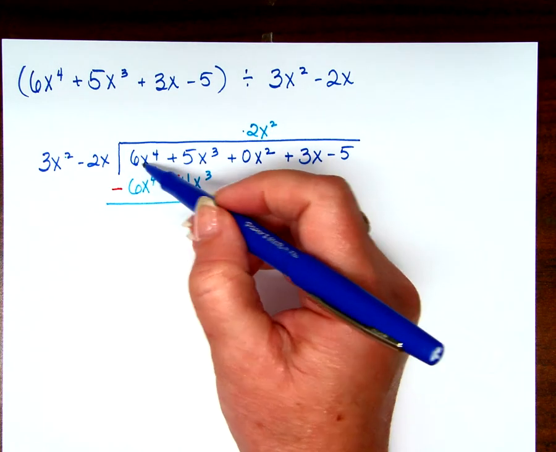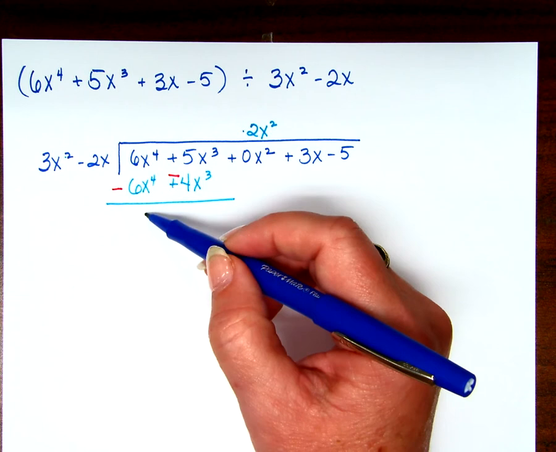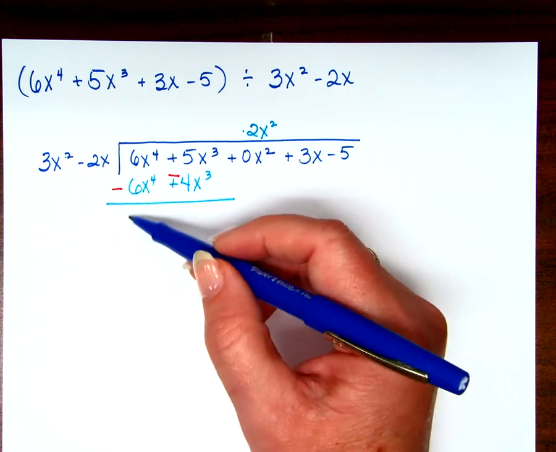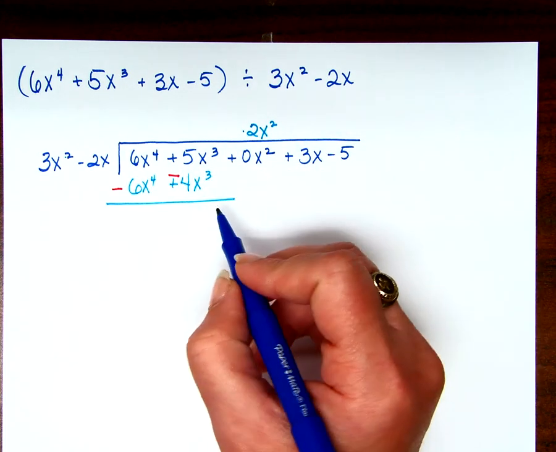So then I have 6x to the 4th minus 6x to the 4th. What's that? 0. Guys, if you ever get anything besides 0 here, you did something wrong, because the whole purpose was to get 0 here. Okay? 5x to the 3rd minus 4x to the 3rd.